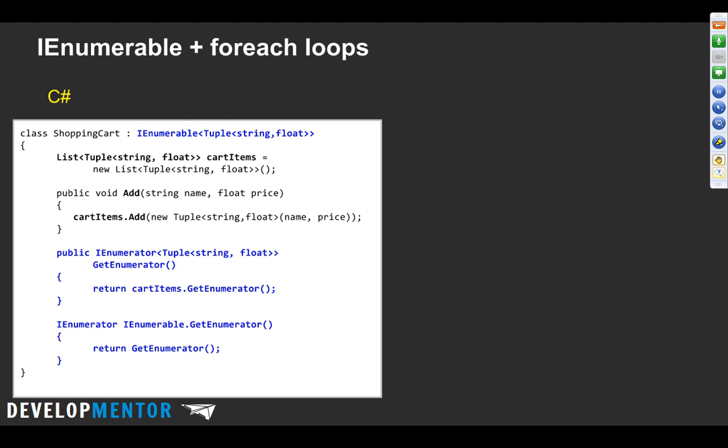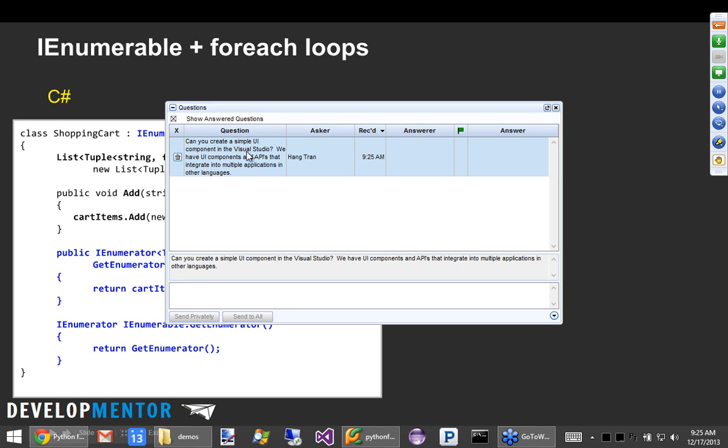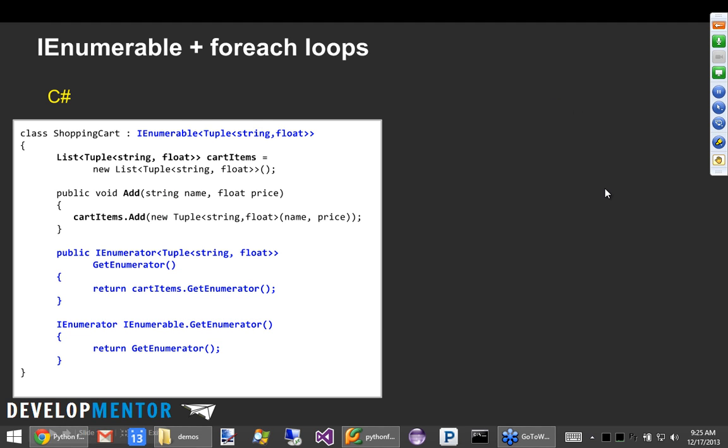There is something else that's more interesting, though. Let's see, there's a question. Can you create a simple UI component in Visual Studio? Yes, I believe you will be able to. You must mean create one in Python. Yes, I'm pretty sure that you can. Yeah, okay, thanks, Huang. So yes, you can, and we'll look at that in just a little bit.